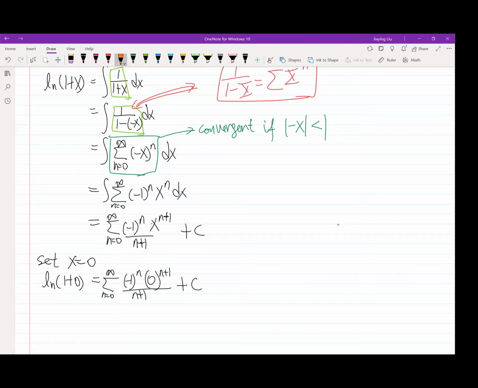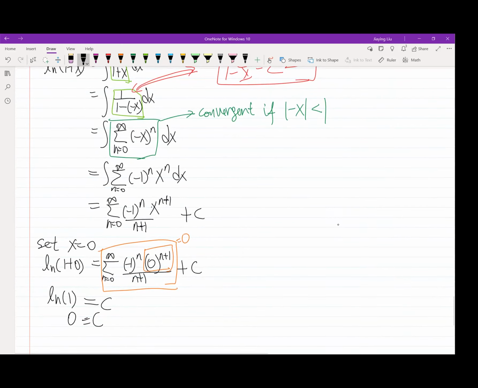And the 0 to the n plus 1 is always going to be a 0. And a 0 times anything is always a 0. So this series becomes a 0, because part of it is 0 and then the rest is being multiplied with 0. So this will just become a 0. And then on the left side, natural log of 1 plus 0 is just natural log of 1, which we also know is a 0. So natural log of 1 equals c, 0 equals c. So c equals 0 at the end.